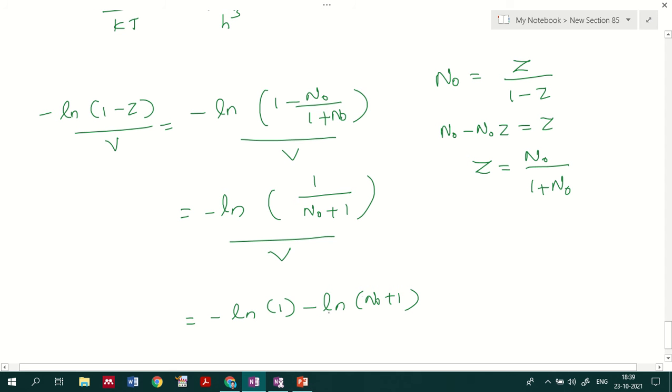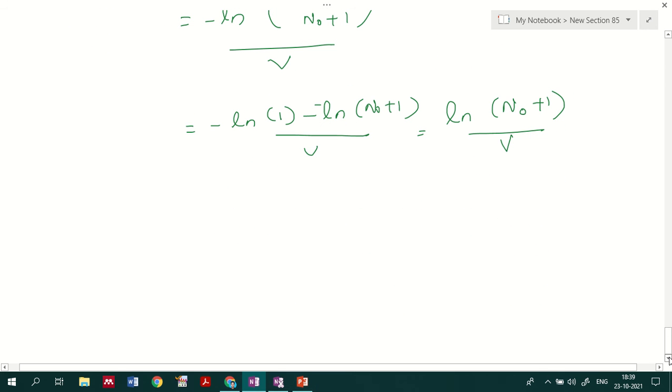Divided by V, and we know that ln of 1 is 0. So there will be a minus, minus ln(n0 plus 1), which becomes plus ln(n0 plus 1) divided by the volume V. So this is the representation you will get in that case.